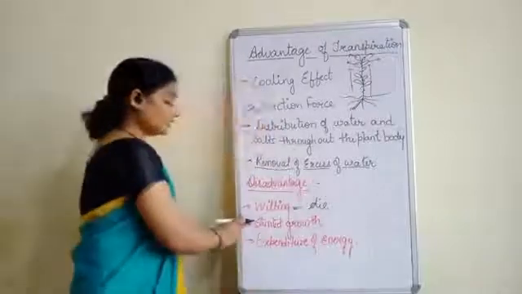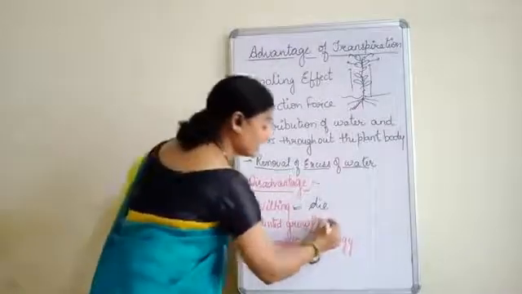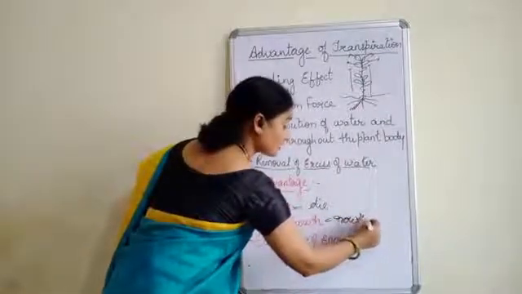Okay, now the next is stunted growth. Now, excessive transpiration results in stunted growth, that is, the growth stops.